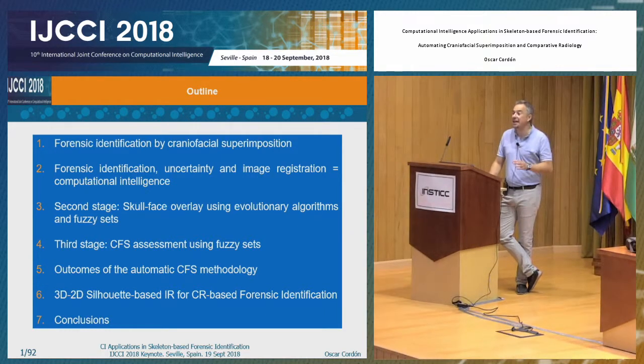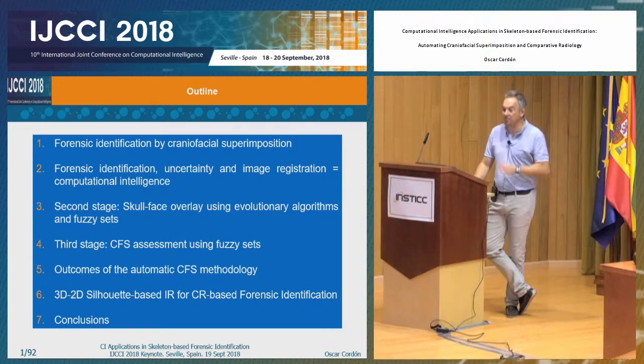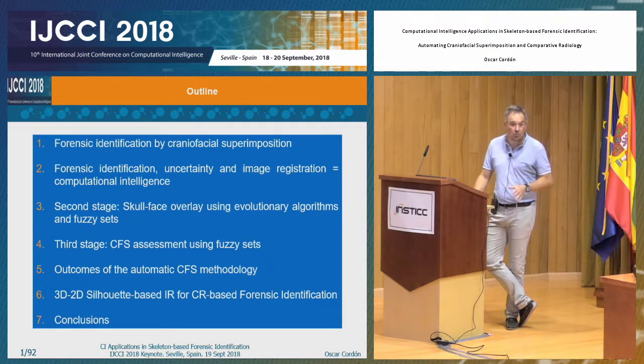This is a 13 years research project. We started working with some forensic anthropologists by 2005. And since then, we have managed to apply different computational intelligence techniques, mainly evolutionary computation, fuzzy systems, and also computer vision and image processing in order to automate some of the human identification techniques they have.